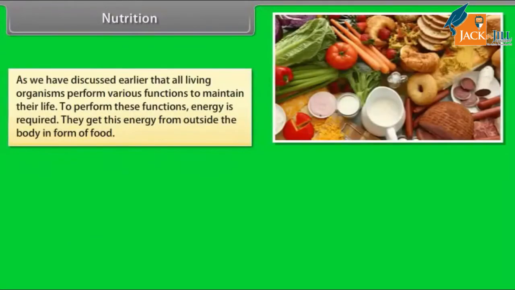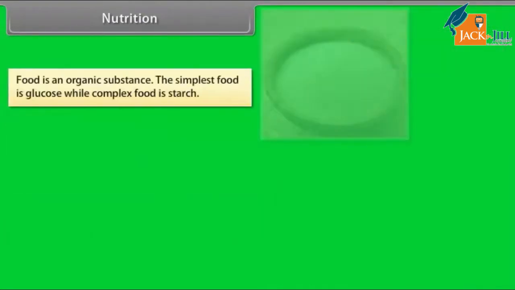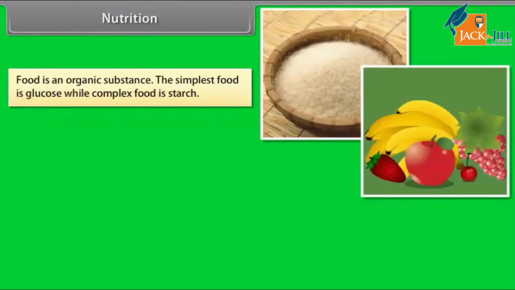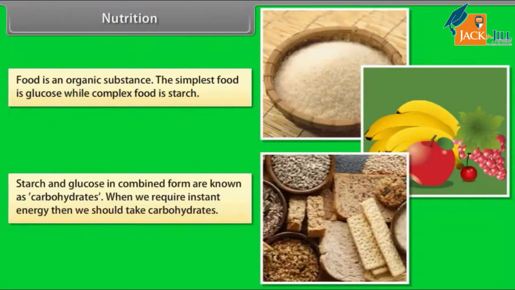Nutrition. As we have discussed earlier, all living organisms perform various functions to maintain their life. To perform these functions, energy is required. They get this energy from outside the body in the form of food. The process of taking in food and utilizing it is called nutrition. Food is an organic substance. The simplest food is glucose, while complex food is starch.